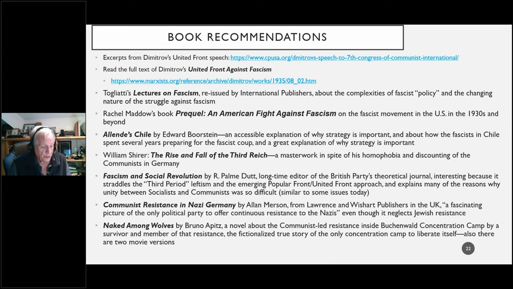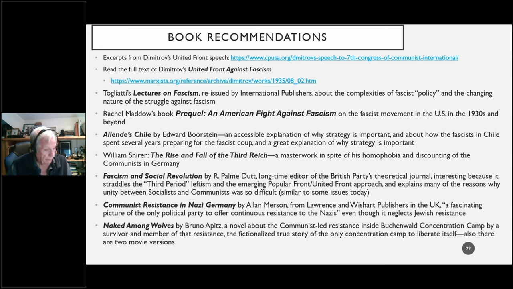There's a book, Fascism and Social Revolution, by R. Palm Dutt, who is a leader of the British Party's theoretical work. It tries to be a little bit in between the previous period where many communists were attacking social democrats as an obstacle to working class revolution rather than trying to unite with them to fight against fascism. So he's kind of got his foot in both sides of that argument, but he also has many details about why unity between socialists and communists was so difficult.